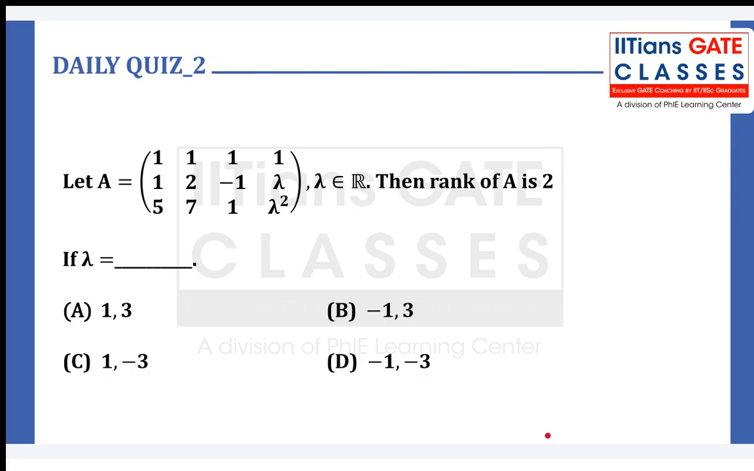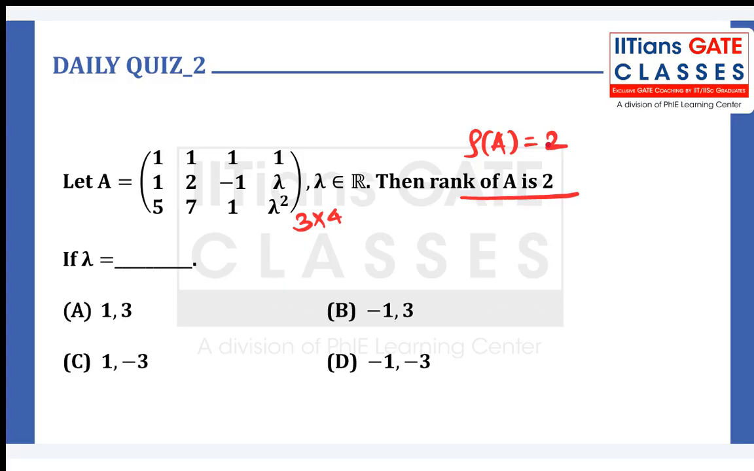So then the next question is similar to the first one. Here again you have to do the row echelon transformation for this 3 by 4 matrix, 3 rows, 4 columns. And then they are saying rank of A is 2, so that means one of the rows will be 0. It has to be all zeros.